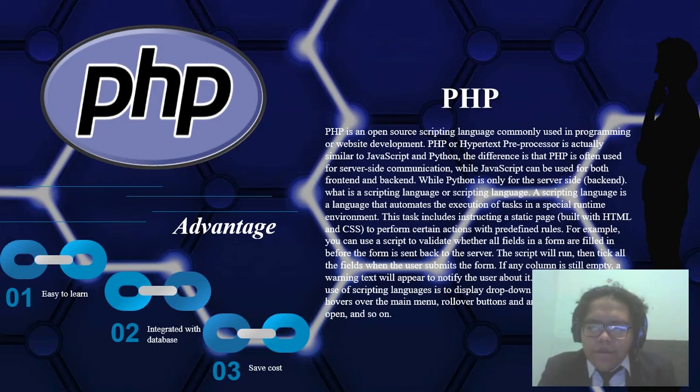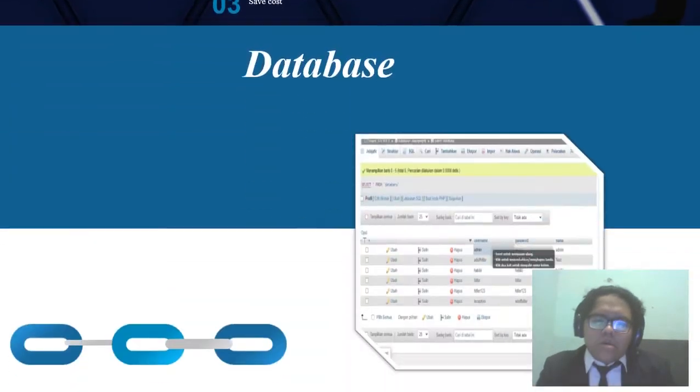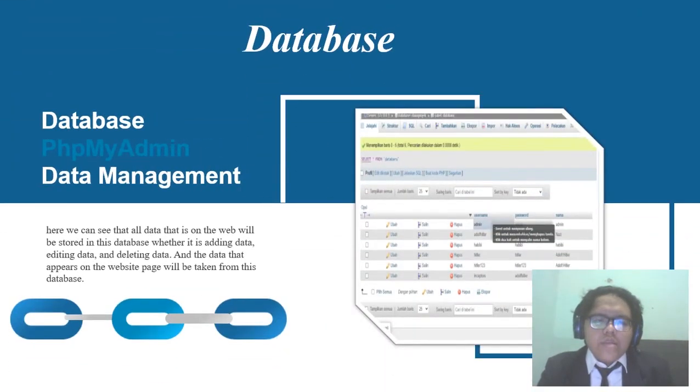A scripting language is a language that automates the execution of tasks in a special runtime environment. The tasks include instructing a static page built with HTML and CSS to perform a certain action with a predefined rule. So for the database, we're using phpMyAdmin or MySQL for the data management. Here is the example for the database.